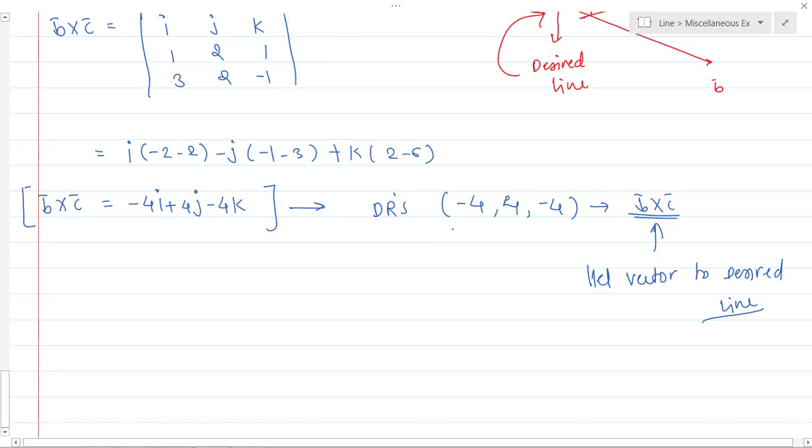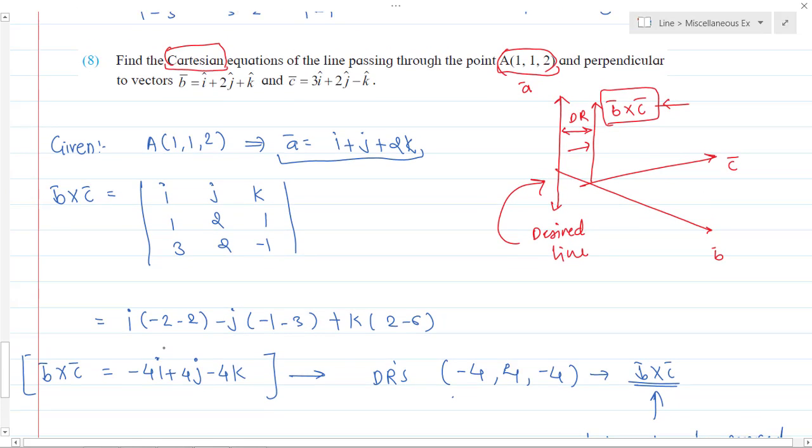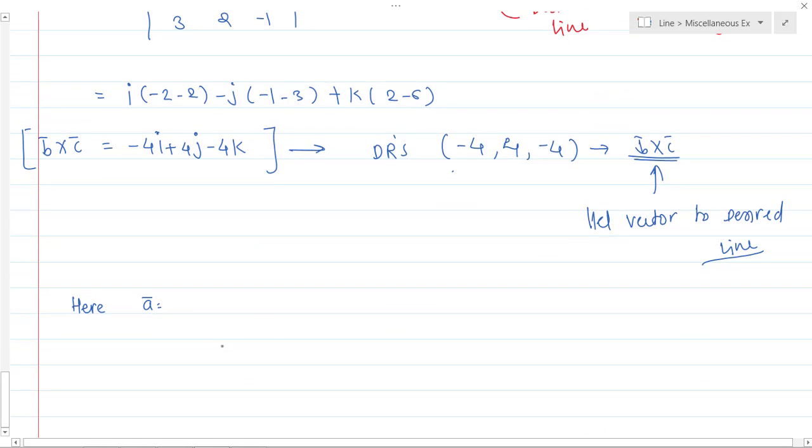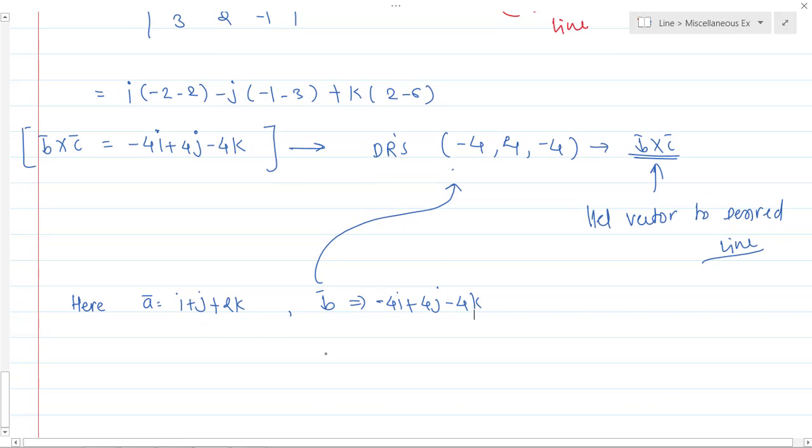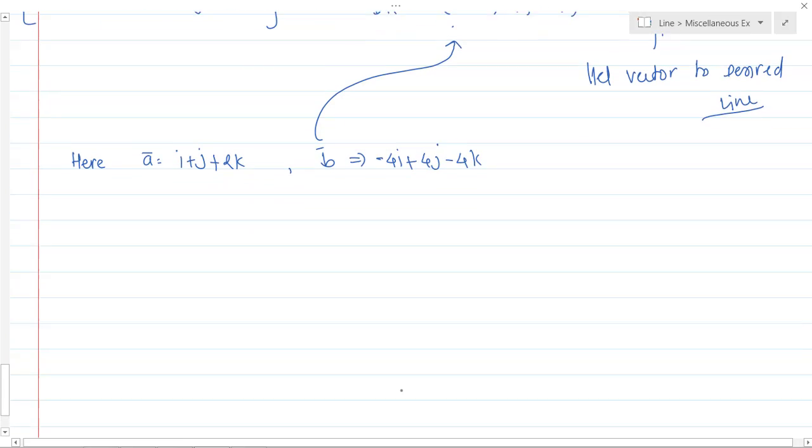Okay, so therefore, here a bar is nothing but i plus j plus 2k, and b bar becomes what? B bar is nothing but the parallel vector. So it becomes minus 4i plus 4j minus 4k. So what are they asking, the vector equation or the Cartesian? They are asking for the Cartesian equation. So there is no need to write b in terms of the position vector.